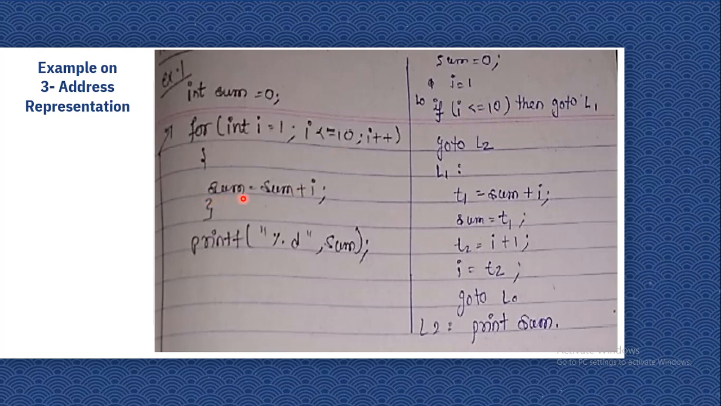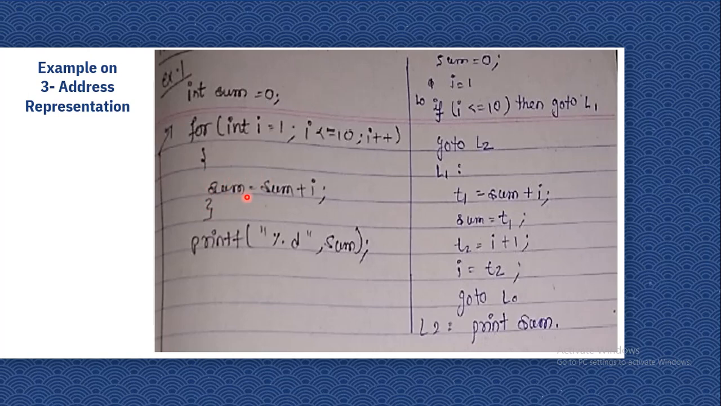what we are doing is adding these variables. So sum equals sum plus i. We are showing that t1 equals sum plus i, then sum equals t1. First of all, we are storing this data into a temporary variable, and this temporary data will be copied to the new value of this sum variable.